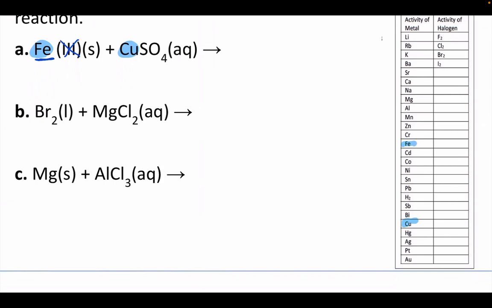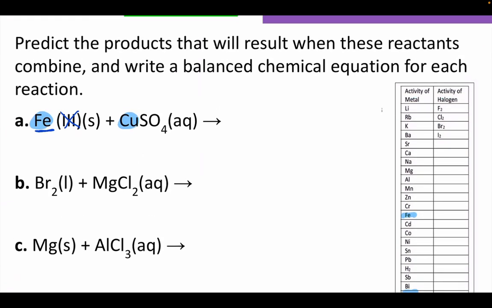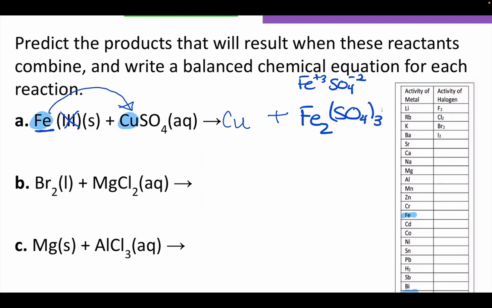So then you want to, this is what's really happening. The copper is getting pushed out, and then the iron is going to go with the sulfate. So when I put those together, I do need to balance charge and write the formula so that it's neutral, like that. And then balancing it, you can see that we're going to need 3 sulfates. That gives me 3 coppers and then 2 irons.